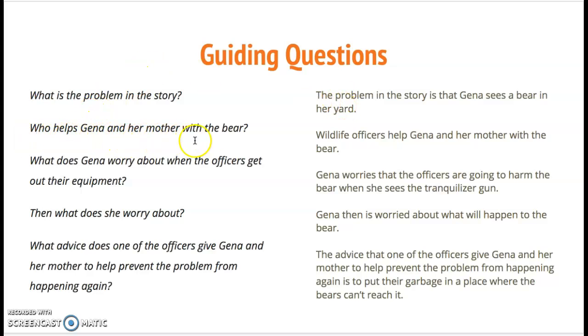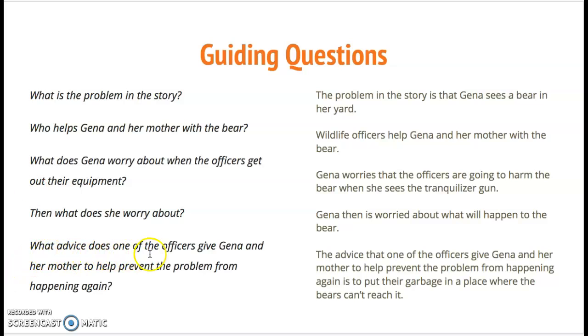Who helps Jenna and her mother with the bear? Wildlife officers help Jenna and her mother with the bear. What does Jenna worry about when the officers get out their equipment? Jenna worries that the officers are going to harm the bear when she sees the tranquilizer gun. Then what does she worry about? Jenna is then worried about what will happen to the bear. See, I'm using the question in the answer.